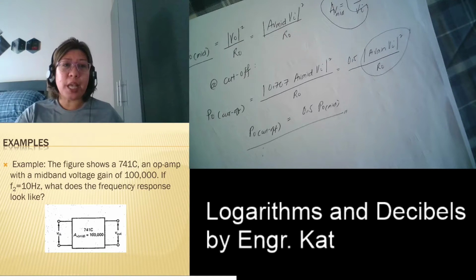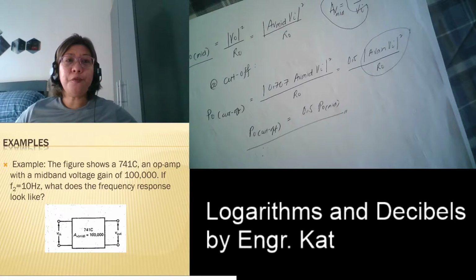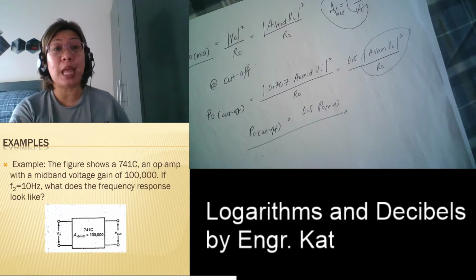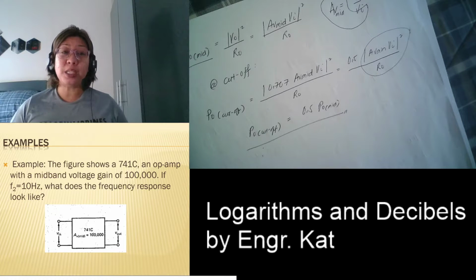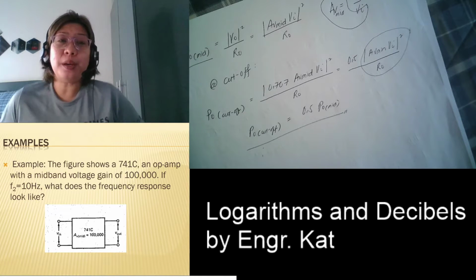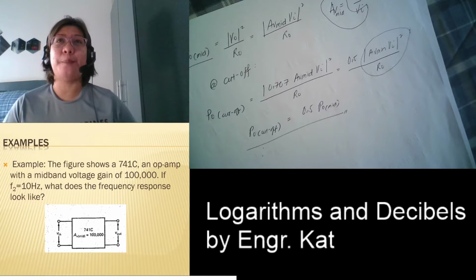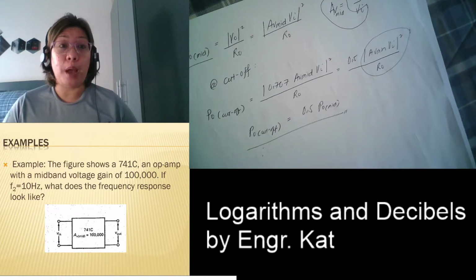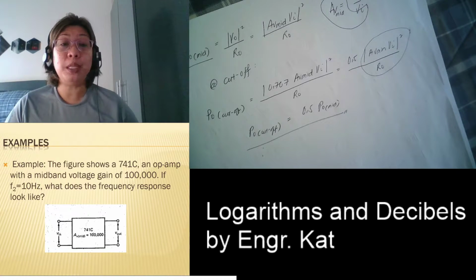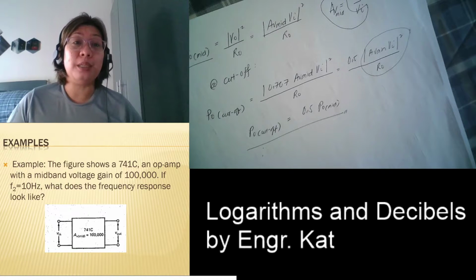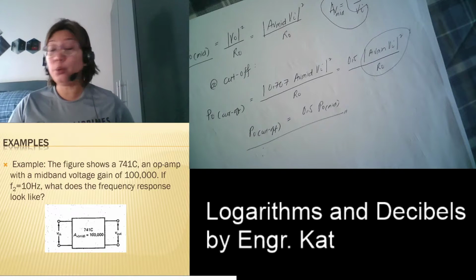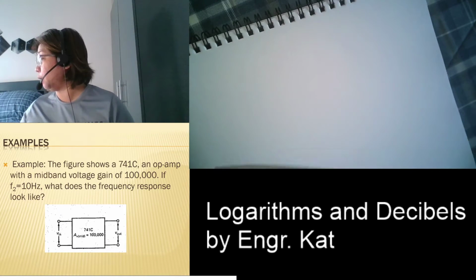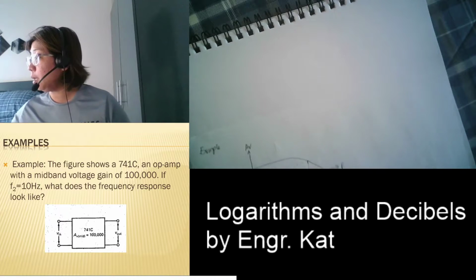So we have here another example. The figure shows a 741C. 741 is a type of operational amplifier. As I've mentioned earlier, an operational amplifier is a DC amplifier. So a 741C, an op-amp with a mid-band voltage gain of 100,000 if F2 is 10 hertz. What does the frequency response look like?